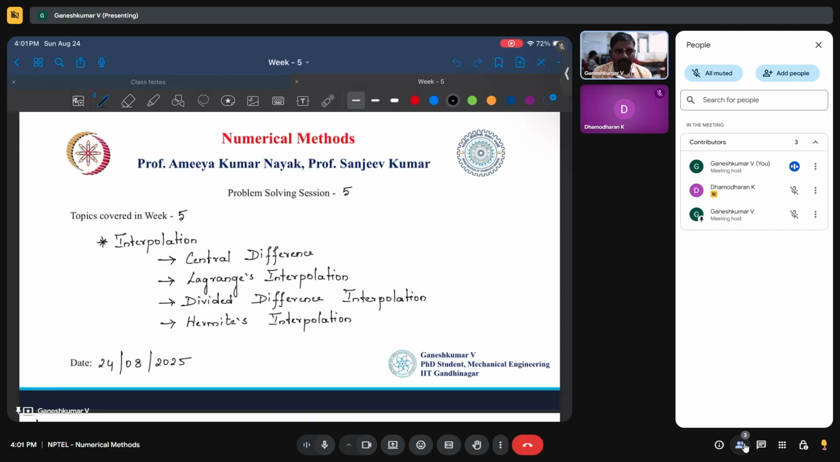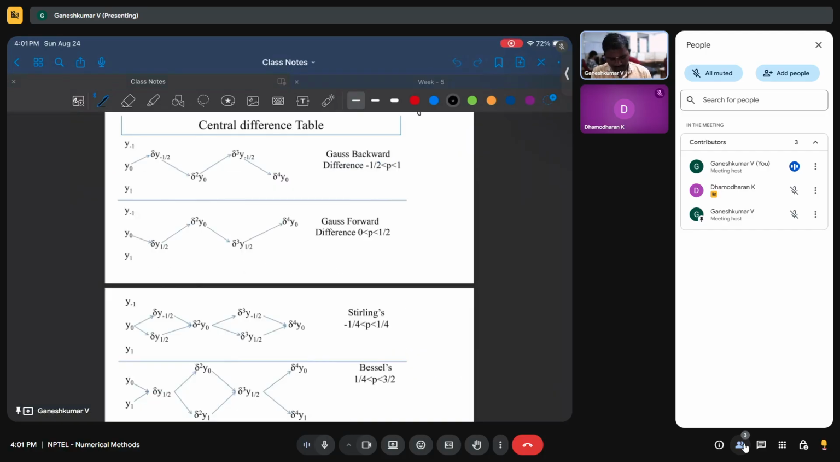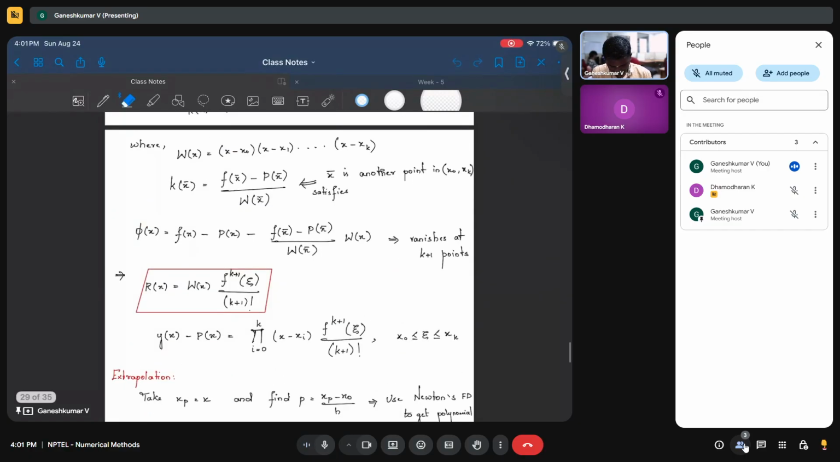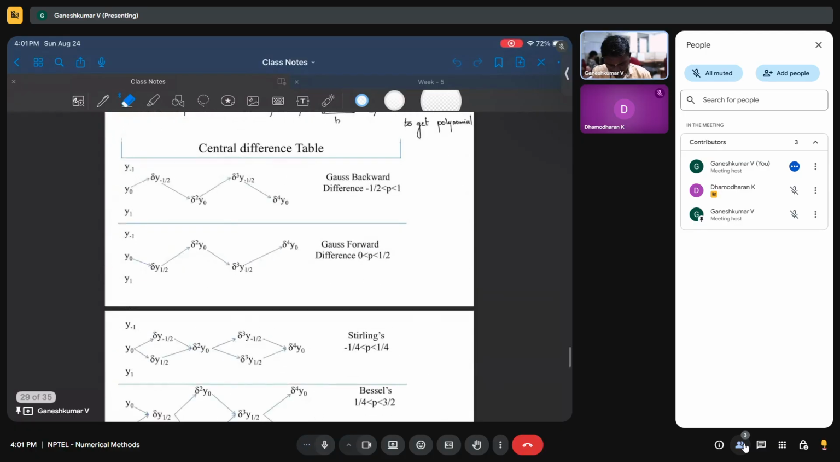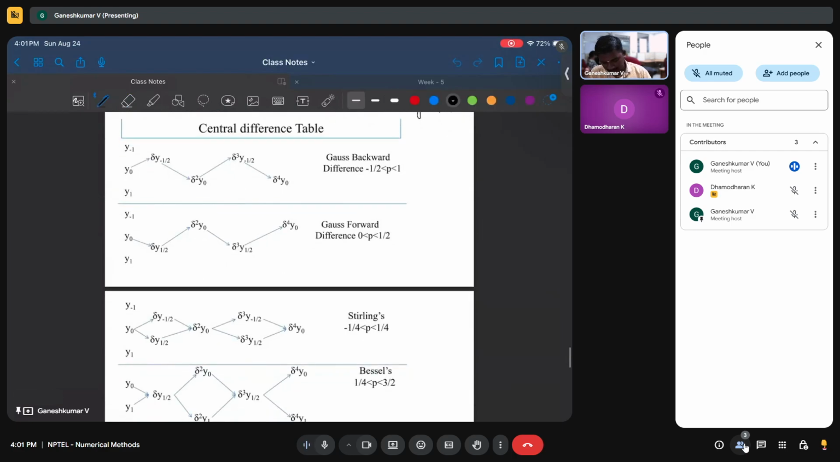Today we are going to solve some problems for these interpolation topics. So let me just quickly go through what happened in the class. Last week we stopped at forward difference and backward difference and extrapolation, I mean Newton's forward and backward difference and extrapolation. So we will begin from there.